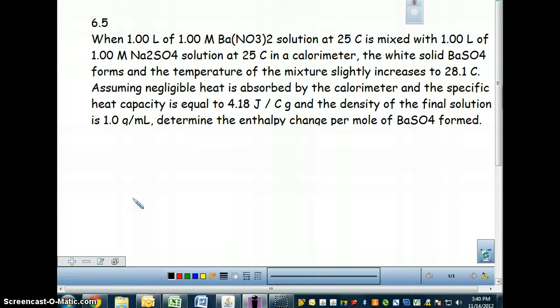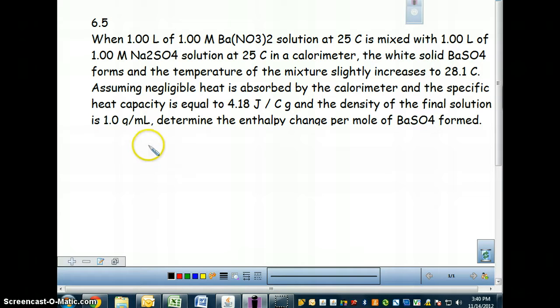Assuming negligible heat is absorbed by the calorimeter and that the specific heat is equal to 4.18 joules per gram degree Celsius and the density of the final solution is 1.0 grams per milliliter, determine the enthalpy change per mole of barium sulfate formed. This sounds difficult. We need to start out by determining our reaction.